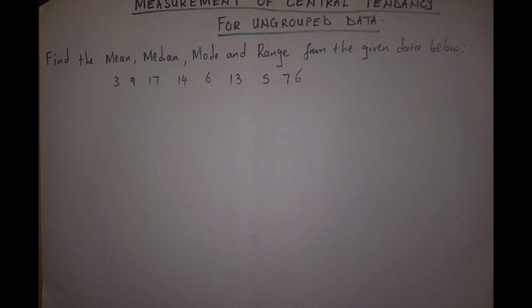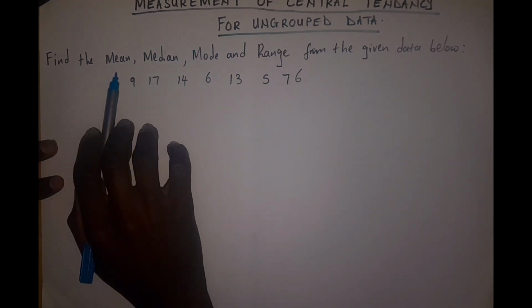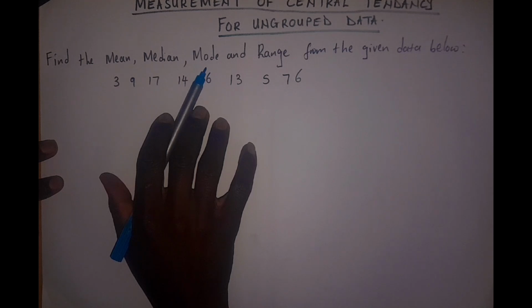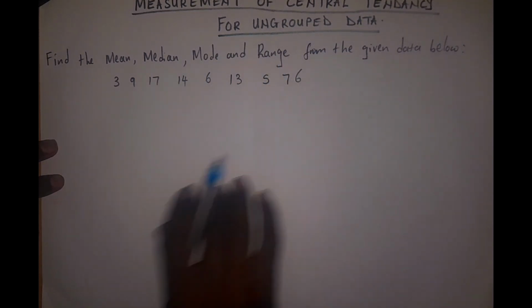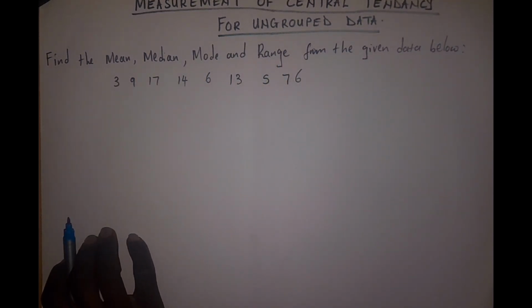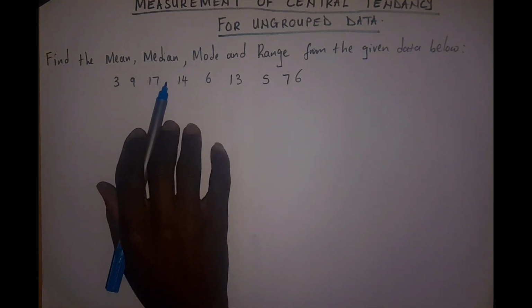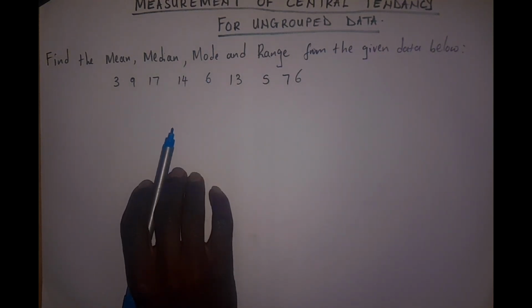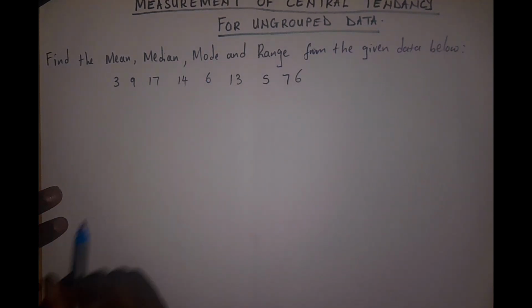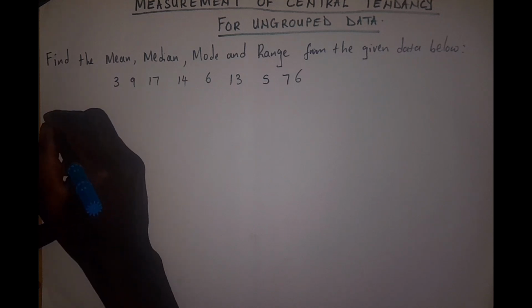With the measurement of central tendency, we're going to find that we have three main measures, which are the mean, median, and then mode. And then lastly, we add a range. So in this example, we're going to work out the mean, median, mode, and range for ungrouped data. So firstly, we're going to calculate the mean.